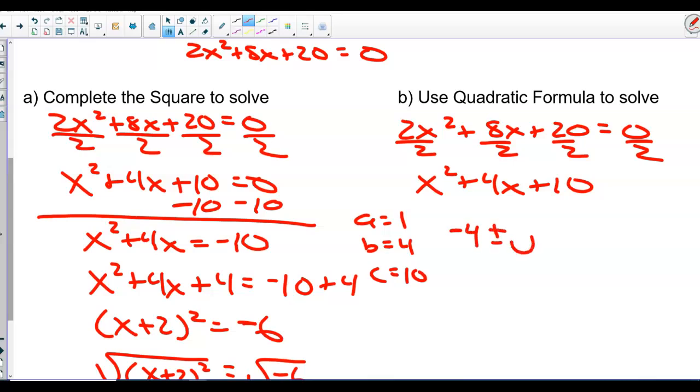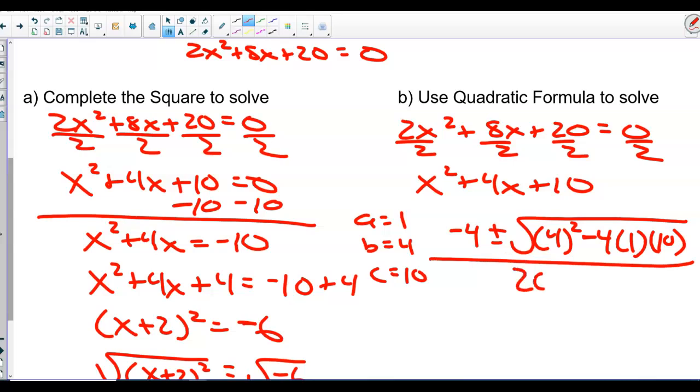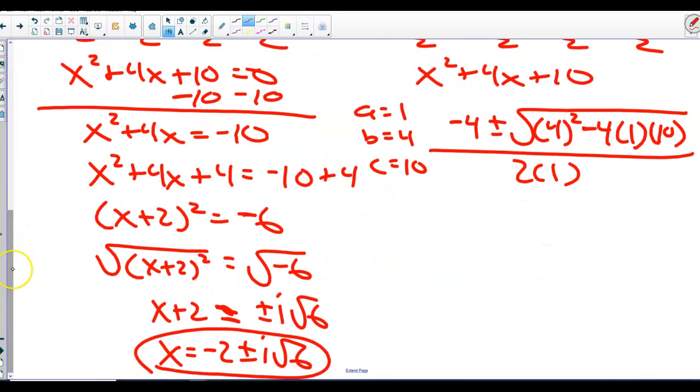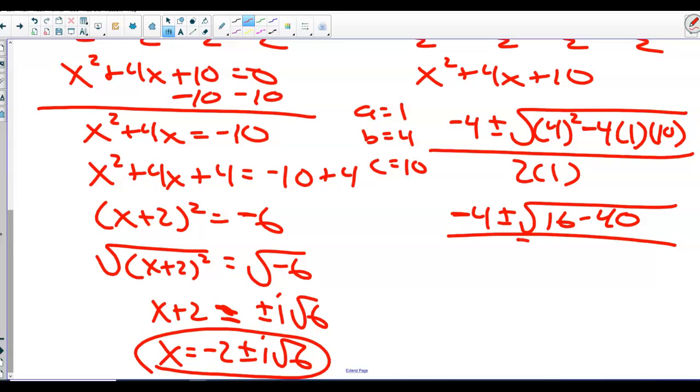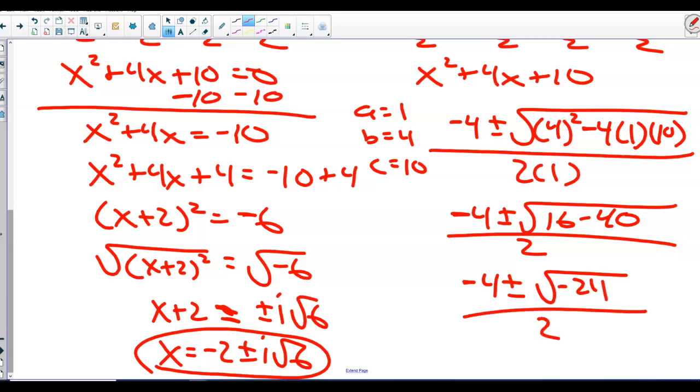Negative 4 plus or minus the square root of 4 squared minus 4 times 1 times 10, over 2 times 1. That becomes negative 4 plus or minus the square root of 16 minus 40 over 2, which is negative 4 plus or minus the square root of negative 24 over 2.